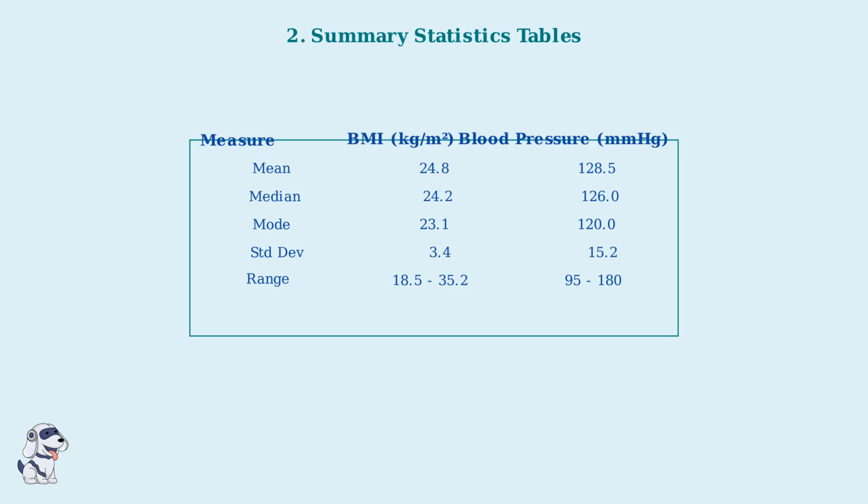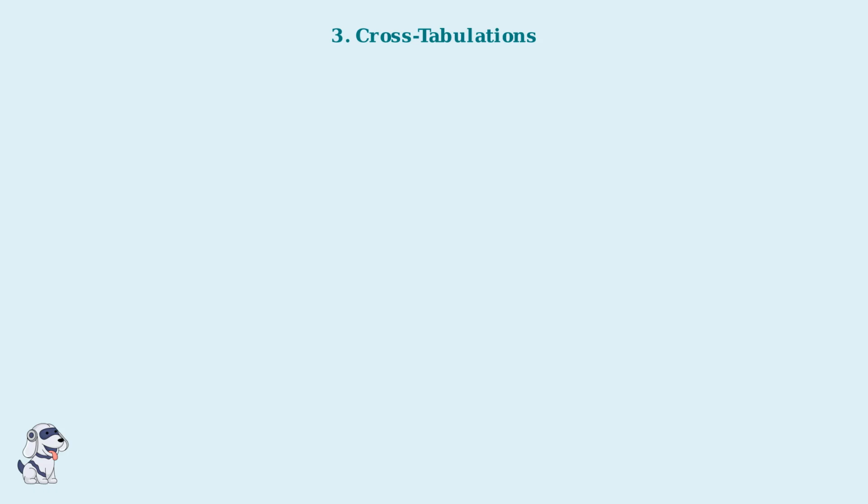Second, summary statistics tables organize key descriptive measures for continuous variables. These tables present central tendency and dispersion measures in a clear, organized format. These tables allow researchers to quickly compare multiple variables and their statistical properties, making them invaluable for research reports and publications.